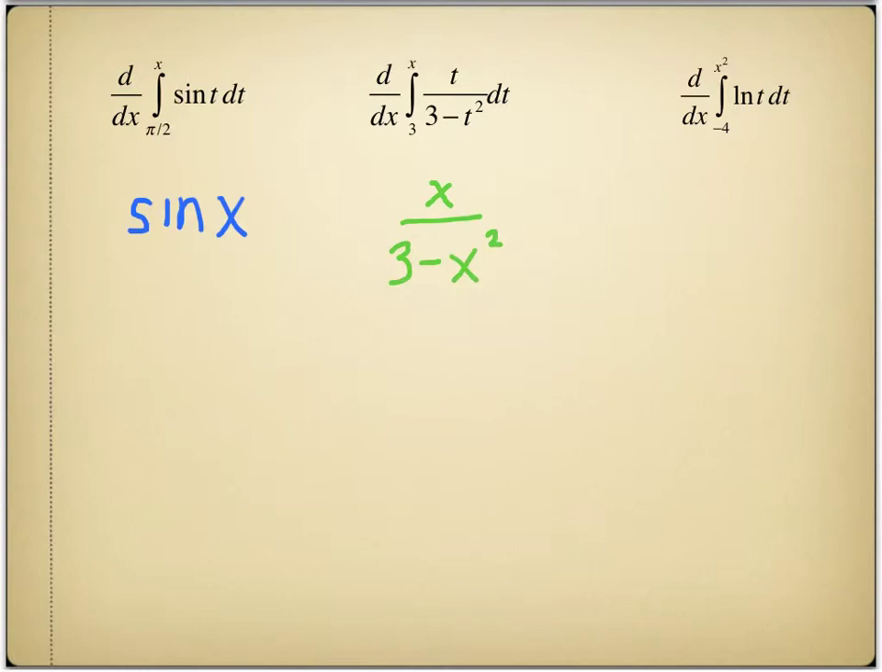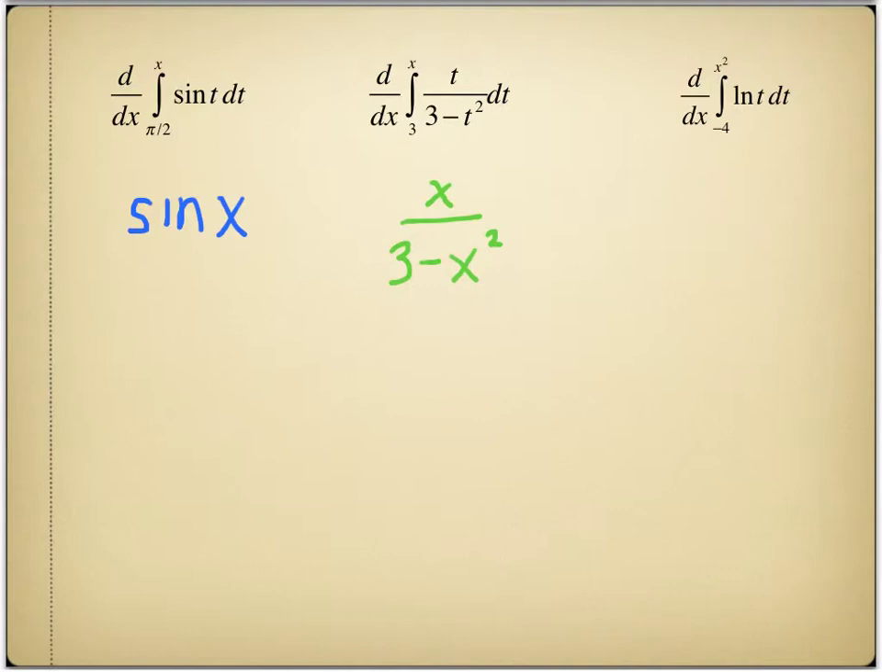Now here's the trickier one, our last example here. The reason that's a little bit trickier is because now we no longer have just an x up here, so we have an x squared. Still have our number right here as the lower bound. Well, here's how this is going to work.